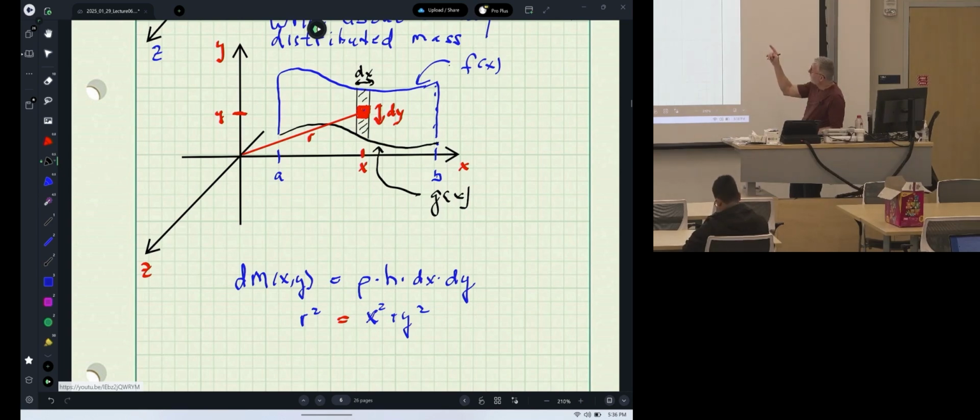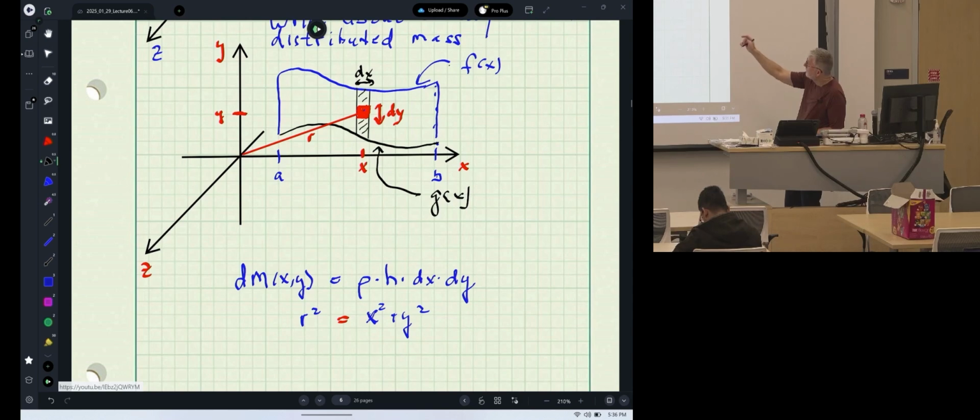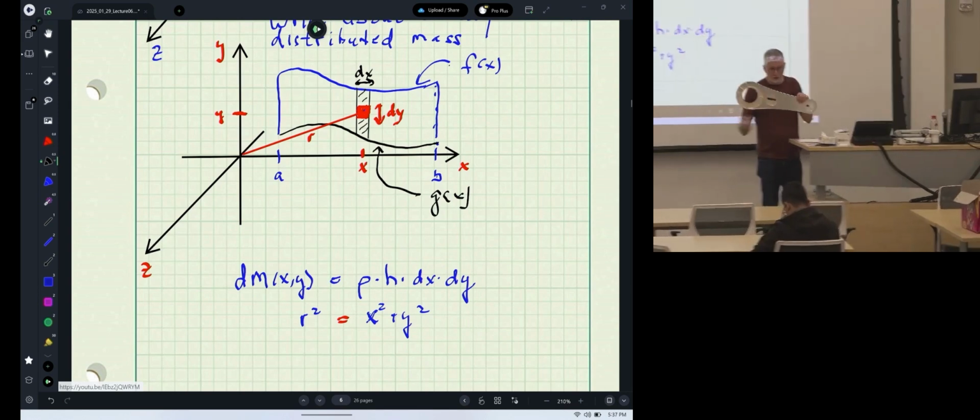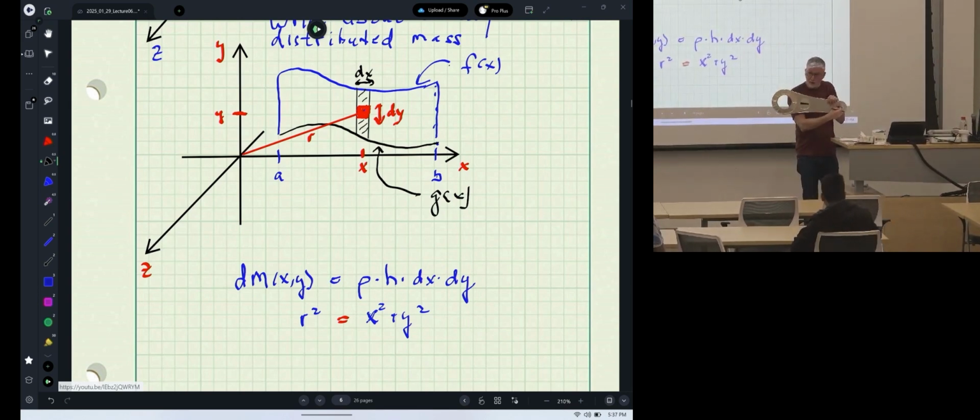And then once we know how to handle that strip, we will integrate from A to B, because we will add up the contribution of the mass clear across the body. So first we calculate the moment of inertia of this little strip rotating about the z-axis, and then we'll integrate. We've got two integrals to do. We need to add up in y, and then add up the whole thing in x.